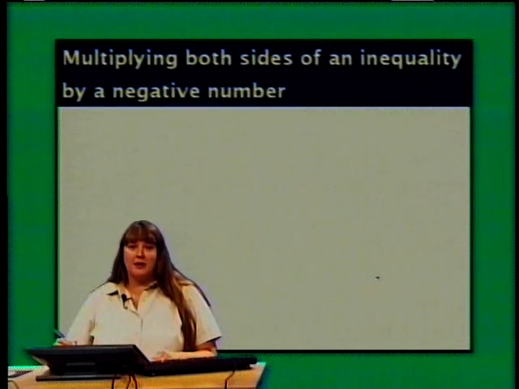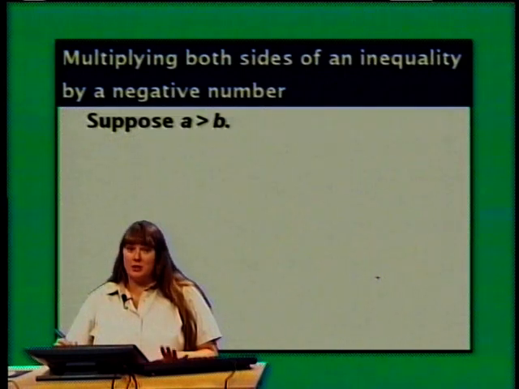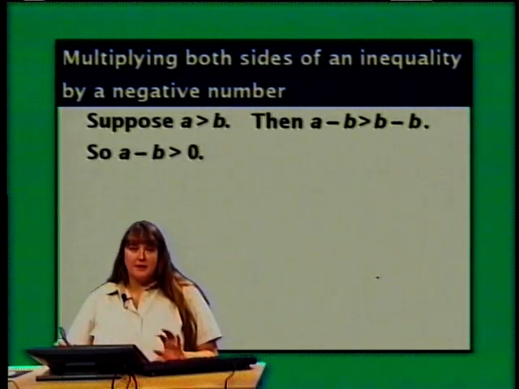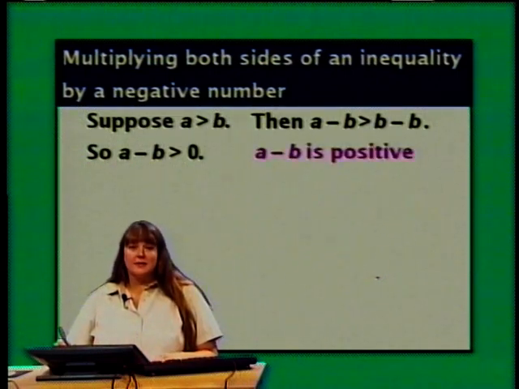Now I want to look at a little proof similar to the proof Steve looked at when he was multiplying an inequality by a positive number. So I'm going to start out with a more generic inequality. Suppose a is greater than b. Then I'm going to add negative b to both sides of the inequality using the addition property of inequalities. When I simplify this, I get a minus b is greater than 0. We can say this in words as a minus b is a positive number.